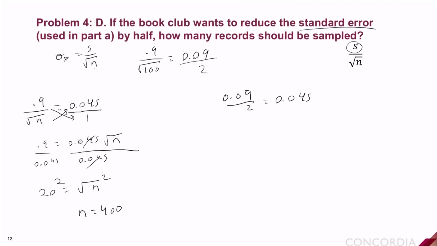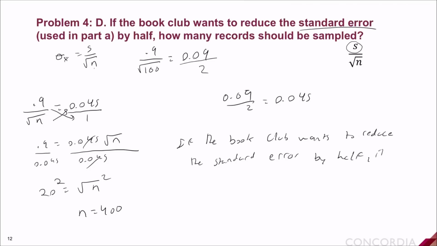400, which means if the book club wants to reduce the standard error by half, it should sample 400 records.